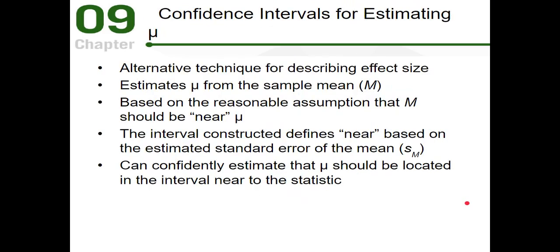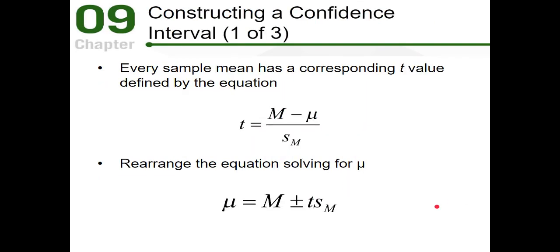We also need to be able to look at confidence intervals as well, and those are alternative techniques for describing the effect size. These can be based on the reasonable assumption that our M should be near the population mean. And then the interval constructed defines the near based on the estimated standard error of the mean. This can help us confidently estimate where things should be located in our study for our statistics.